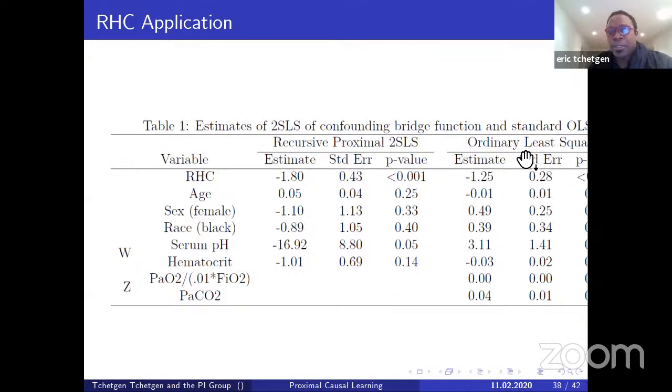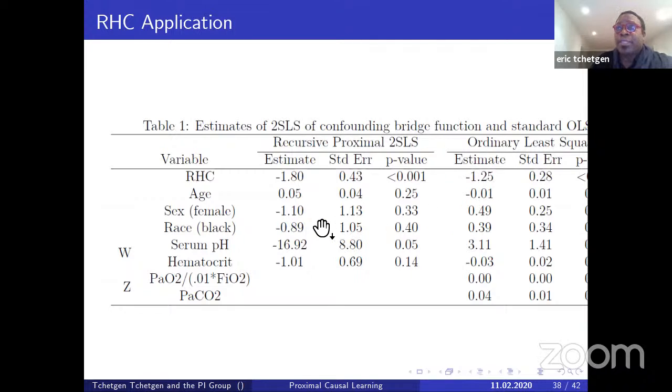Oh, shoot, I'm sorry. I should have checked the compiling. So the variable we care about is RHC. A negative estimate refers to a harmful effect. They had a harmful effect in ordinary least squares, where you just adjust for the covariates, just like they did in the original. Although they used a propensity score, we use direct adjustment here in the model. And we found a causal effect as well, and it was also harmful. It was somewhat larger than the one that they found.